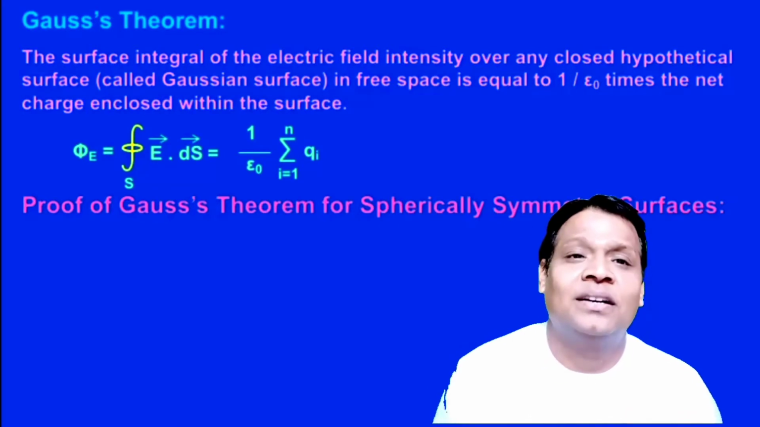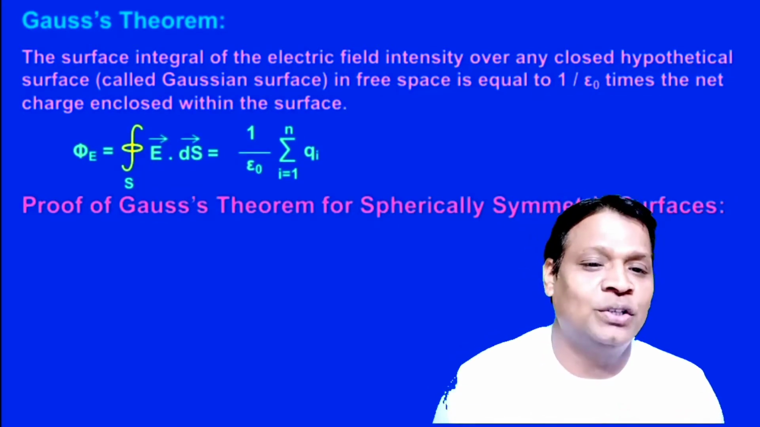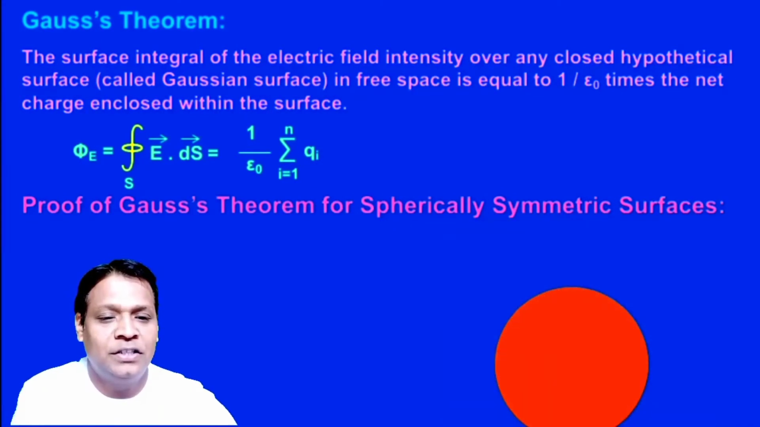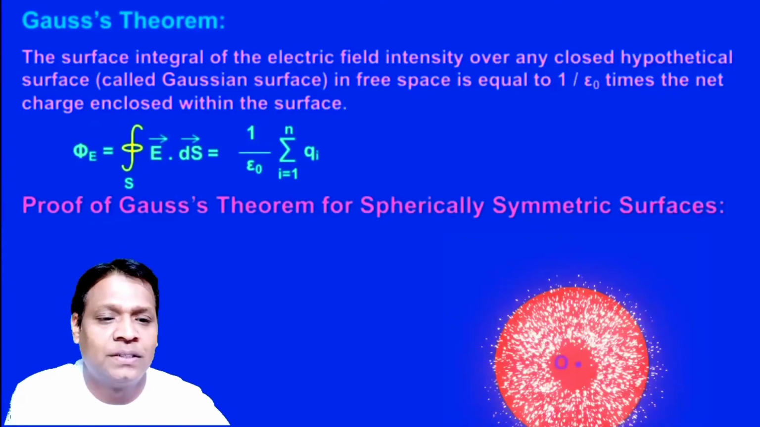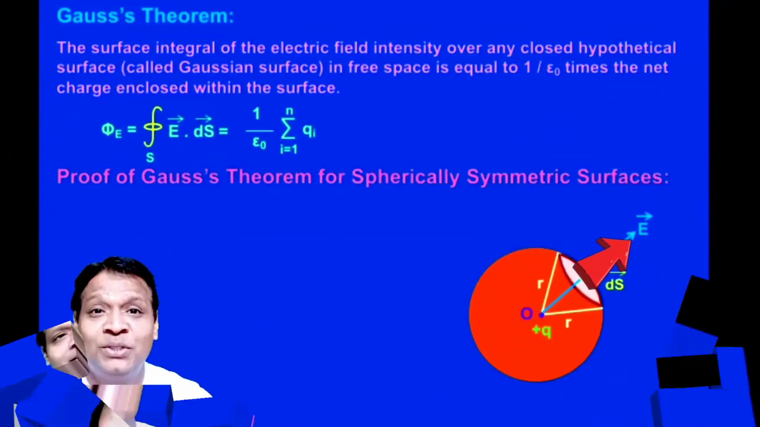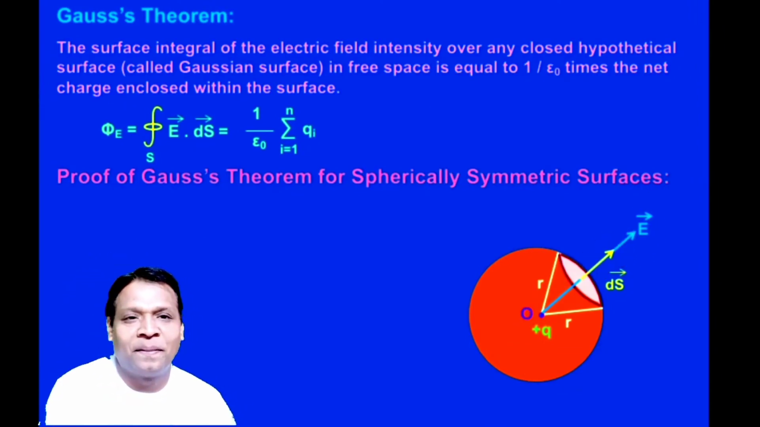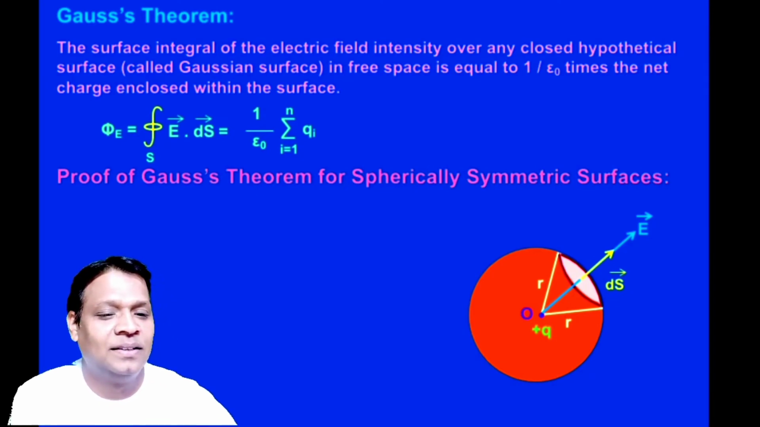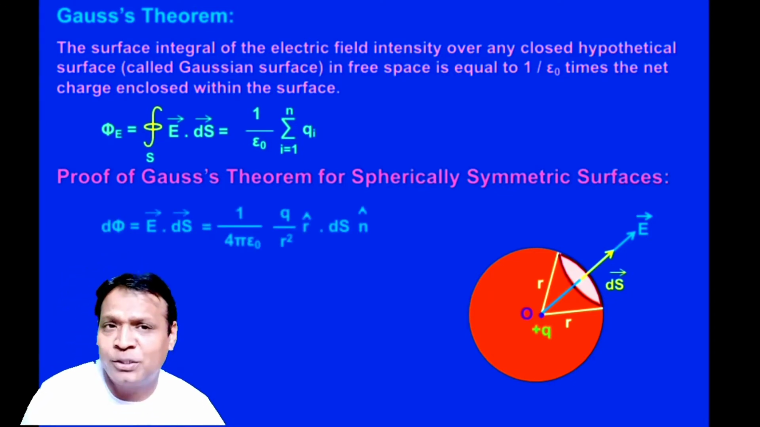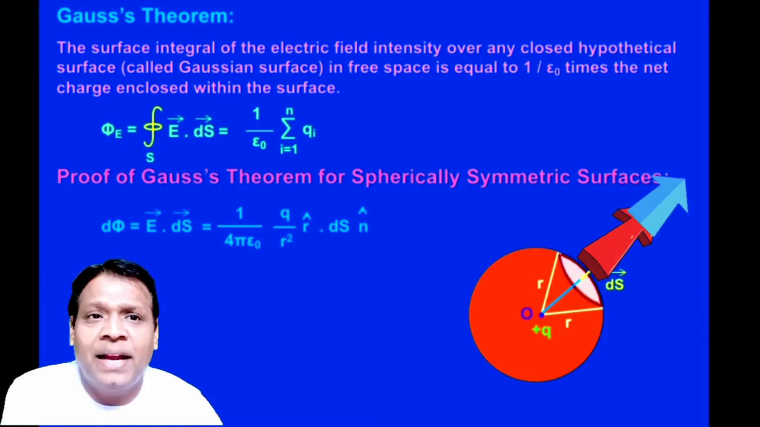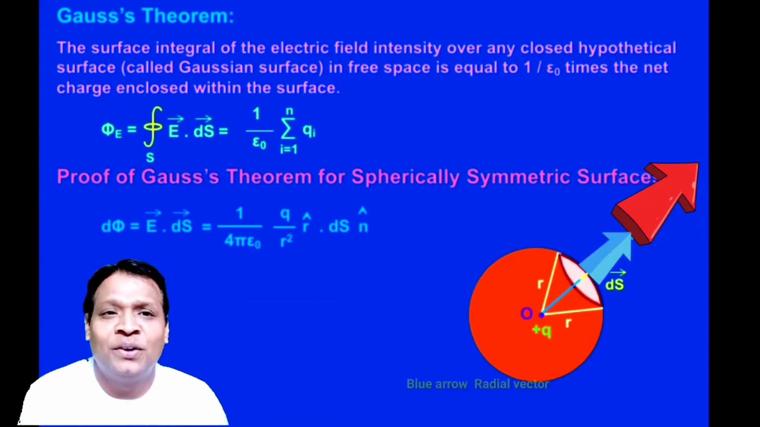Now we are ready to do the derivation, that is the proof of Gauss theorem for a spherically symmetric surface. So let us consider a spherical body surface, and now the plus q charge is placed at point O, and there is an elementary area at a distance small r. Now there is ds vector that represents that area, and it is radially outward with respect to the point O. Now the field at that point will also be along the direction of r cap.